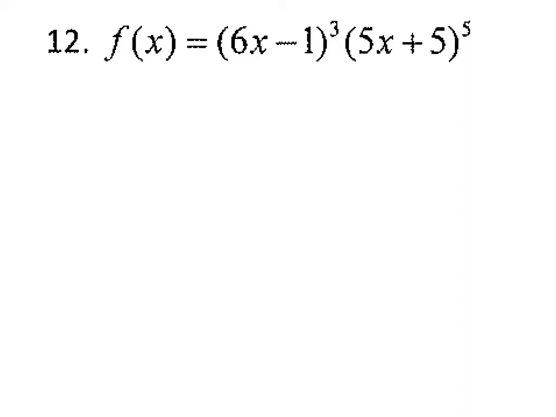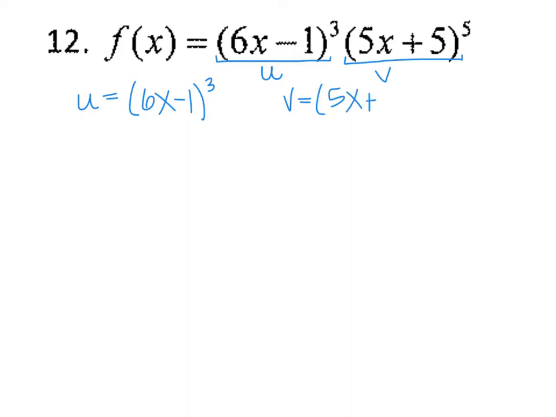So I had a request to help people a little bit with the factoring, and so I figured it would be beneficial to go through this product rule problem the whole way through and then show you how to factor it. I know it's a product rule because I have two separate functions being multiplied. So I've got u and v. I'm going to write each of those down here. u is (6x minus 1) to the third, and v is (5x plus 5) to the fifth.